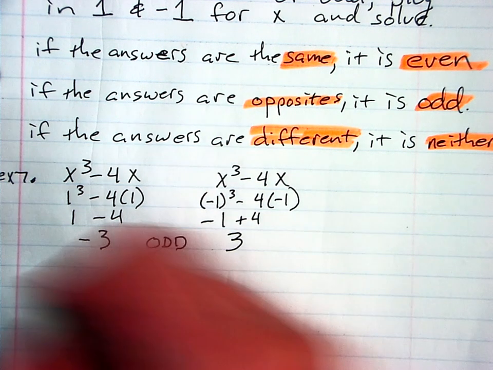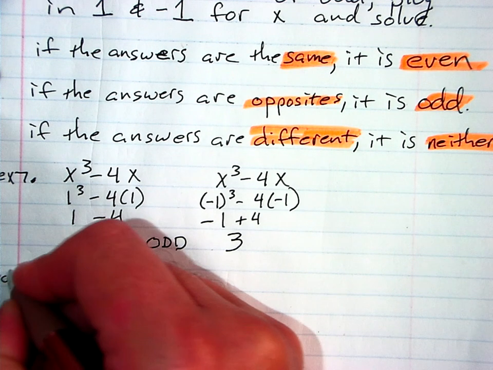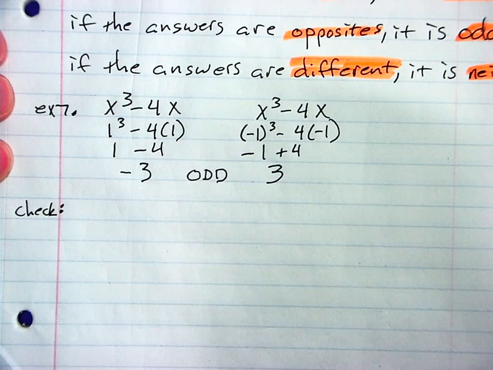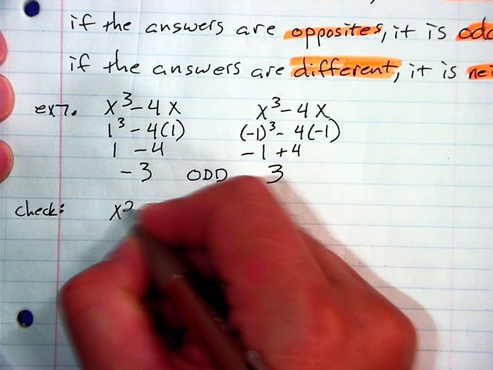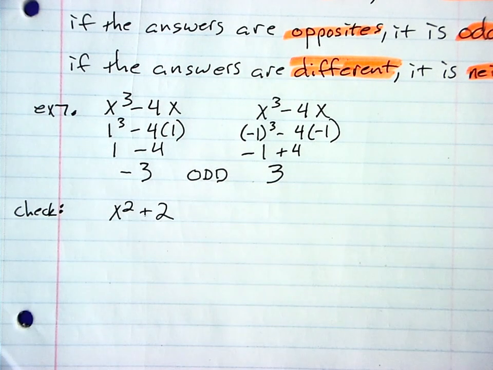Let's try one more. And if you get this right, we're done for today. What happens if you get it wrong? We're done for today. All right, x squared plus 2, is it odd, even, or neither?